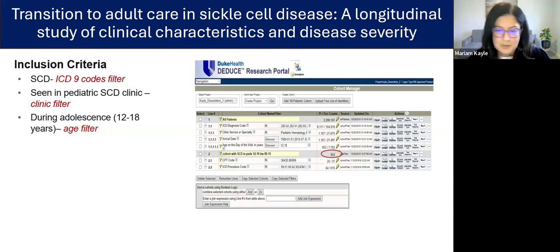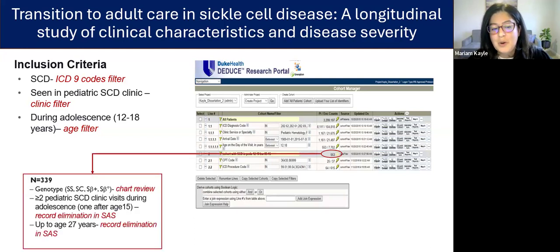At the time, there was no sickle cell data collection program and confirmation of a sickle cell case. So what I did was a chart review of those 553 and looked for the genotype documentation in the chart to determine if they had sickle cell disease. And then we included patients who had at least 2 pediatric visits, so that they were being followed up in peds. One had to be after age 15 because we wanted to make sure that they were in the transition age group. And we followed them up until age 27. So we looked at their data from ages 12 to 27.